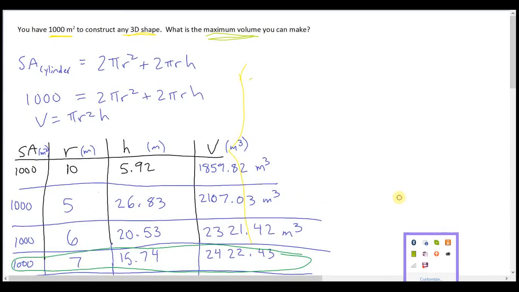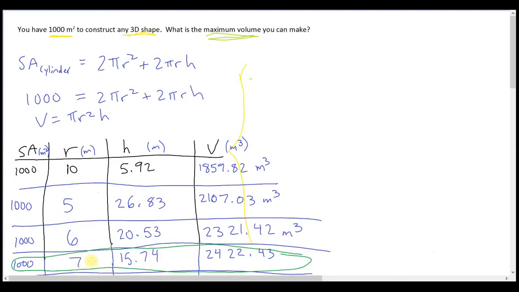In the last lesson, we were numerically trying to figure out the optimum volume of a three-dimensional shape. The shape had to have a surface area of 1,000 meters squared, and we were trying to figure out the best shape and the best dimensions, in this case the best radius and height of a cylinder, to get the biggest volume. We figured out that a radius of about 7 and a height of almost 16 gave us the best volume.